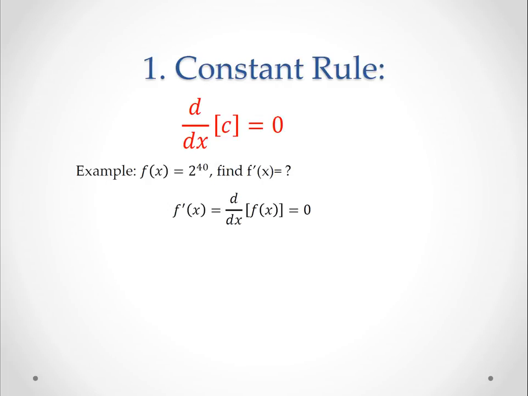Let's look at an example. f of x is equal to 2 to the 40th power. So what is the derivative of f of x? f prime of x, which means the derivative of f of x, is equal to the derivative of a constant, which is 2 to the 40th power. We know that a constant does not change with time or with any variable. So the derivative of 2 to the 40th power is equal to 0.